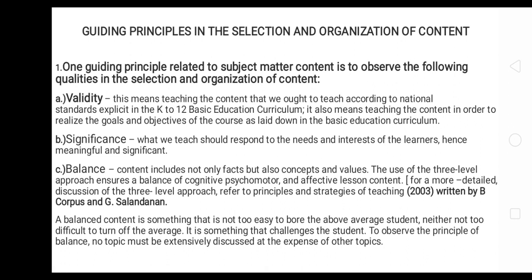So, a balanced content is something that is not too easy to bore the above average student, nor too difficult to turn off the average. It is something that challenges the student, to observe the principle of balance. No topic must be extensively discussed at the expense of the other topics.